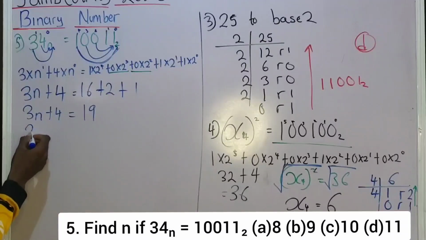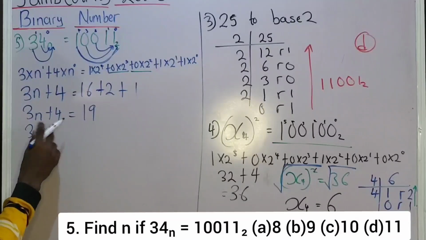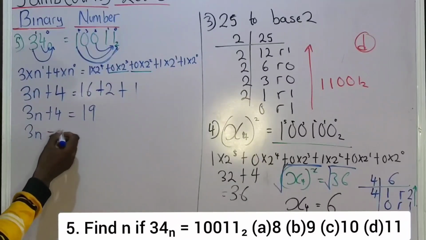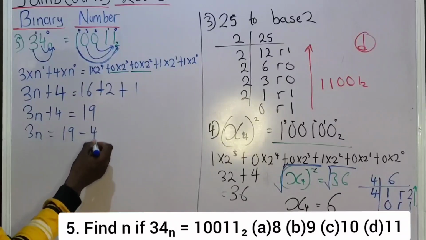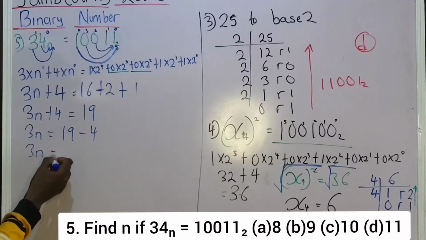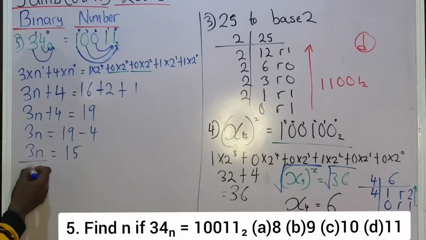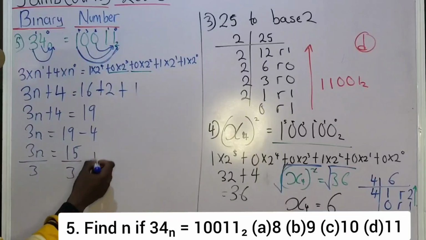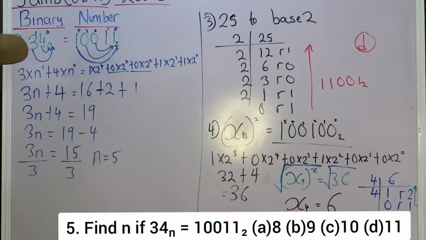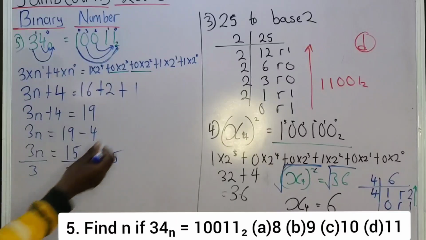So here I'm going to have 3n plus 4 equals 19. Okay, let's collect like terms. 3n is equal to 19 minus 4. So 3n is equal to 15. Divide both by 3. N is equivalent to 5. Okay? So the value of n is 5. Let us check the right option to that question. The value of n is 5. So option A is correct.